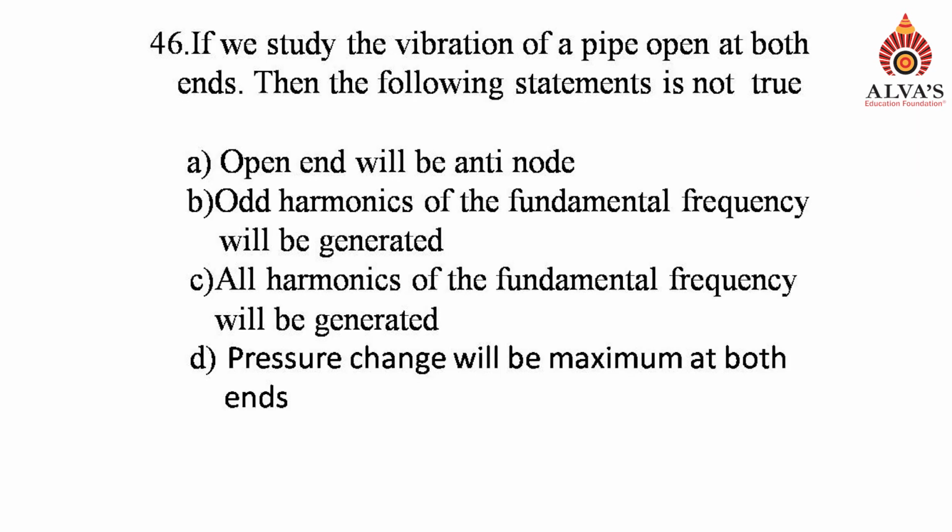If you study the vibration of a pipe open at both ends, then the following statement is not true. In case of an open pipe, the open end has more freedom to vibrate. Definitely it is the region of antinode. So, the first one is the correct statement. An open pipe consists of all harmonics, both even and odd. Therefore, the second and third are also correct. But pressure change is maximum at the node, minimum at the antinode. In case of an open pipe, the open end consists of antinode where pressure is minimum. Therefore, the fourth answer, which implies D, is not true.